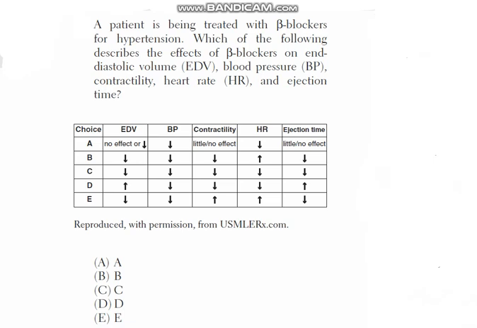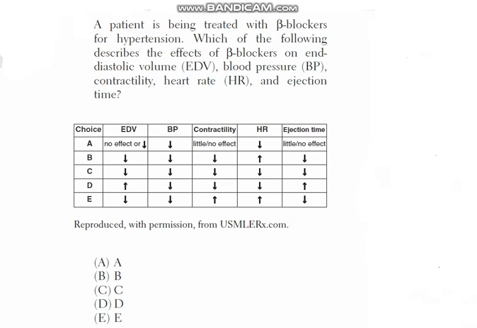Option B, decrease in end-diastolic volume, decrease blood pressure, decrease contractility. So contractility should be decrease. Okay. Increase heart rate, no, it decreases the heart rate. So C, decrease end-diastolic volume, decrease blood pressure, decrease contractility, decrease heart rate, decrease ejection time. So it doesn't decrease the end-diastolic volume.